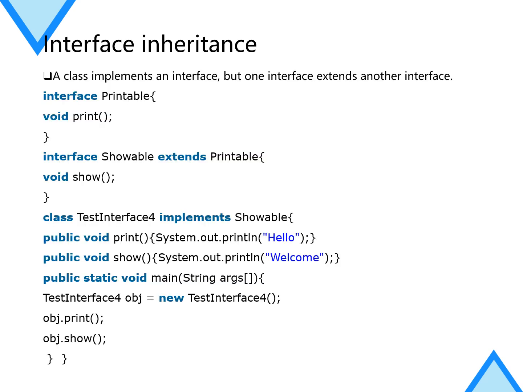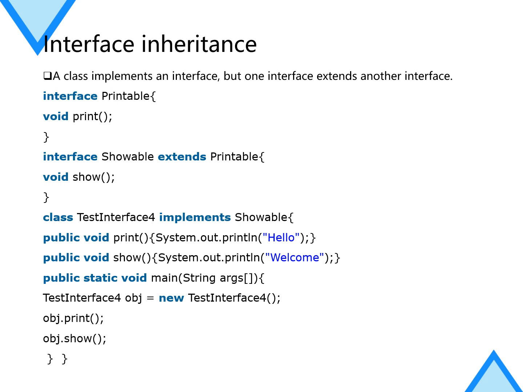Interface inheritance. Now let's see the inheritance of the interface. One interface extends another interface. A class implements an interface, but one interface extends another interface. So we have the Printable interface, which has a method print, and we have the Showable interface, which extends the Printable interface and has the method show. We have the class TestInterface4, which implements Showable, the sub interface.